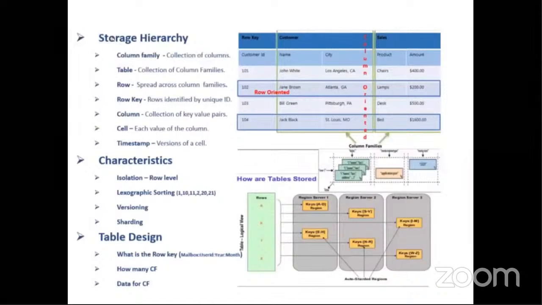And the second thing, table. I think you already know what is meant by a table. A table is nothing but a collection of column families, right? Normally you define a table as a collection of rows and columns, but here you define it as a collection of column families. So what is a row? It is spread across the column families. I told you, right? And what is the row key? This is important.